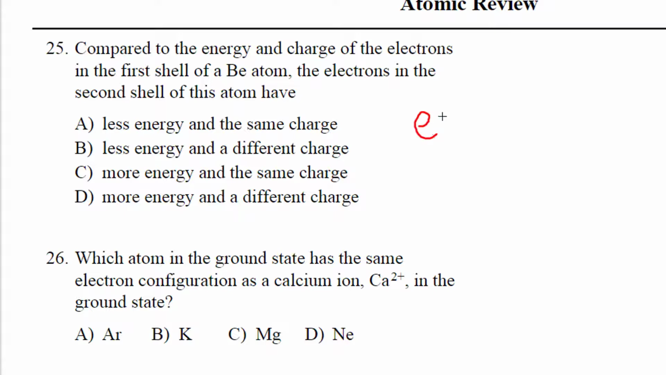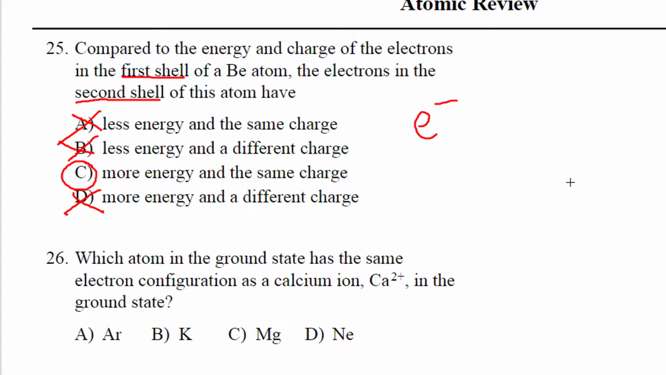Let's start off with this basic fact. Electrons are negative. They're always negative. They're never not negative. If it's an electron, it's negative. So electrons always have the same charge. So let's get rid of choice B and choice D. Electrons will never have a different charge. So we're asking to compare the second shell to the first shell. So the second shell, would it have less energy or would it have more energy? We discussed this in a previous question. Doesn't matter what element this is, the second shell will always have more energy than the first shell.